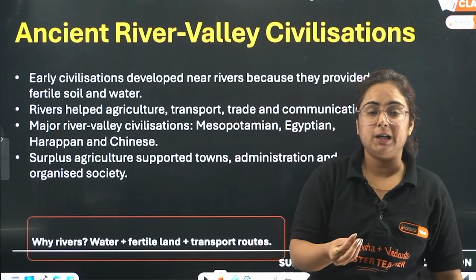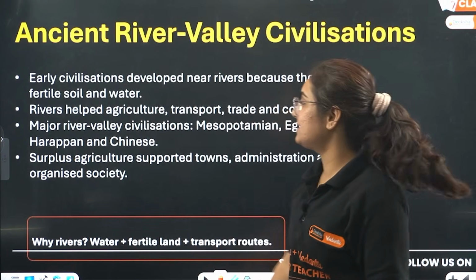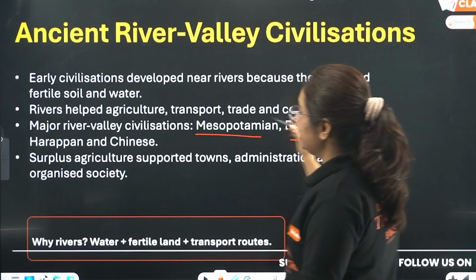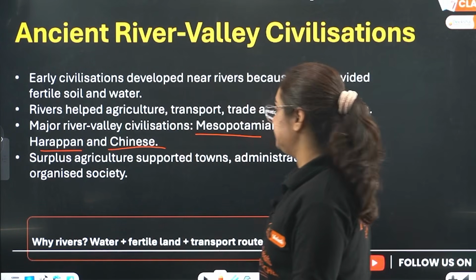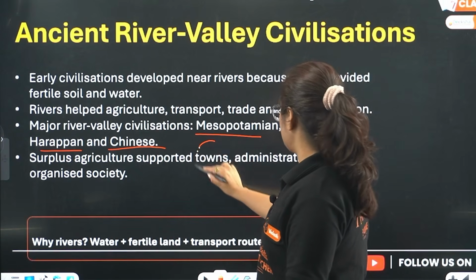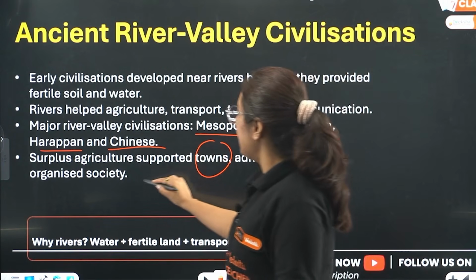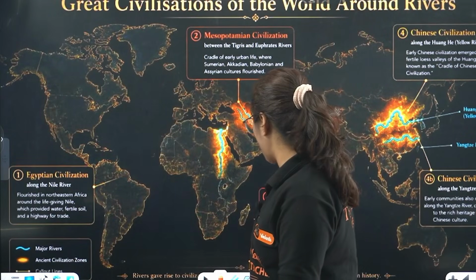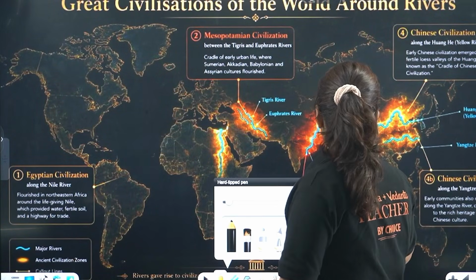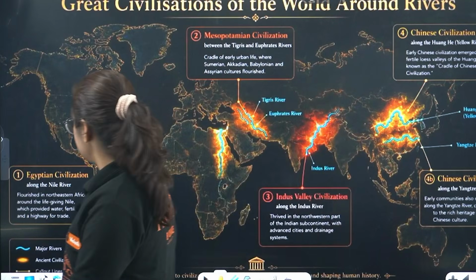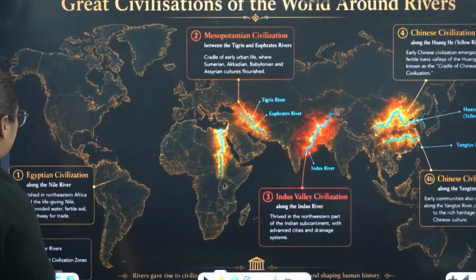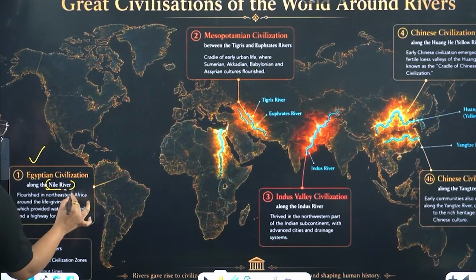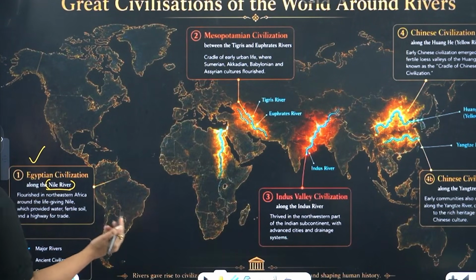Similarly, around the world, there were many other civilizations like that. There were many civilizations like Mesopotamian, Egyptian, Harappan and Chinese. There were agriculture-supported towns, administration, and organized society. One by one, we will learn about all of them after seeing this map. See, this is the world map, where we will first figure out the Egyptian civilization along the Nile River, the longest river of the world.